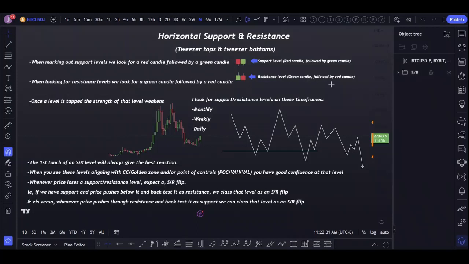So before we start, let's read through this one more time. When marking out support levels, we look for a red candle followed by a green candle. When looking for resistance levels, we look for a green candle followed by a red candle. Okay, so let's go into the chart and let's take a look.